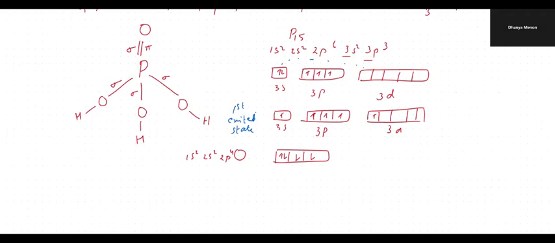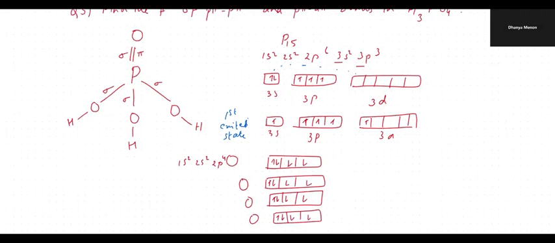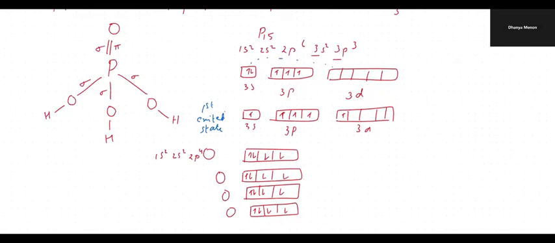Okay, this is the first oxygen. Second oxygen, same way I will be drawing. 1, 2, 3, 4. Third oxygen, same way. 1, 2, 3, 4. Fourth oxygen, same way. 1, 2, 3, 4. Okay. So now let's check. Now both oxygen and sulfur are ready for the orbital overlap.